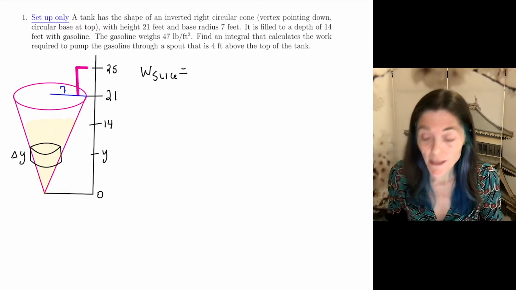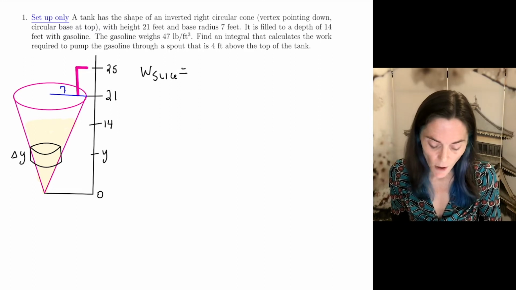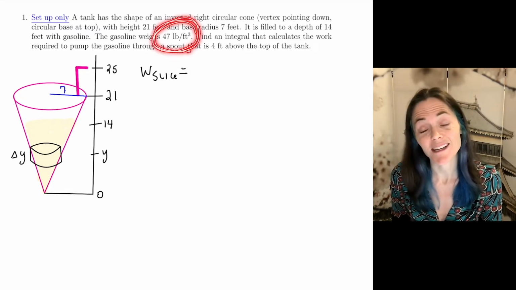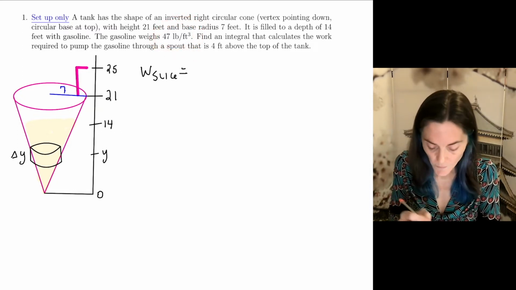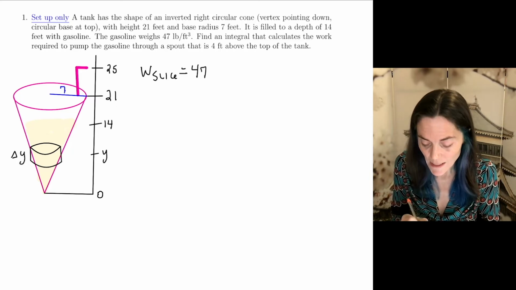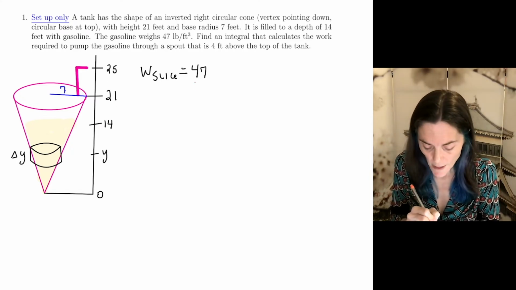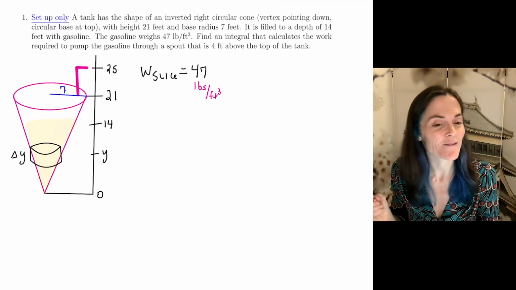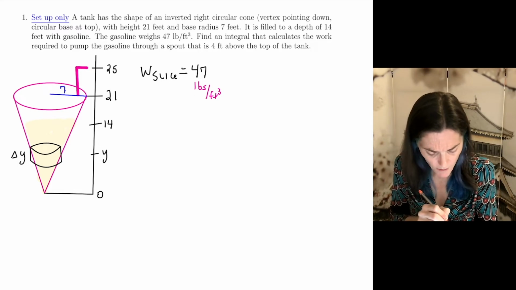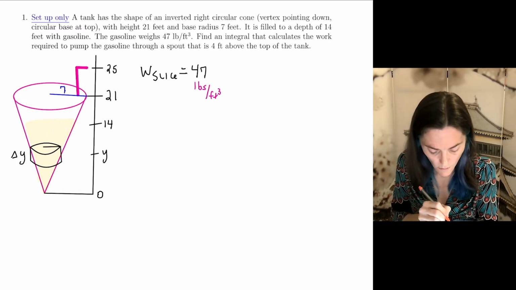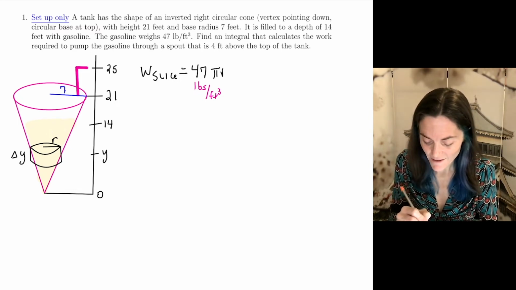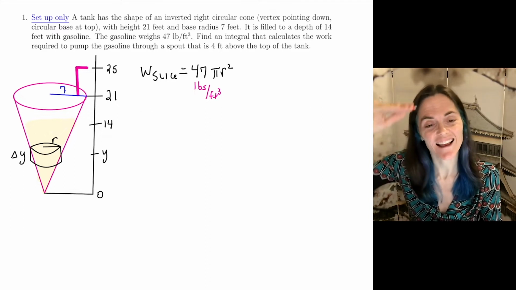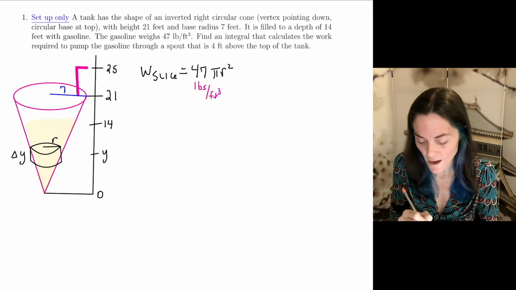This is US customary, so acceleration due to gravity is already a part of this. This is not a true density. Sometimes we refer to this as a weight density, but we will make sure we have all the pieces because we will check our units. So this is pounds per feet cubed. Now let's multiply by a volume. My slice will have its own radius, r, and so the volume is pi r squared. That's the area of the circle, and then times delta y.